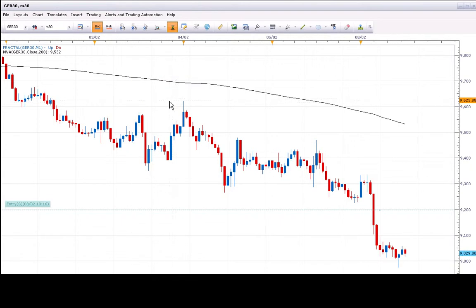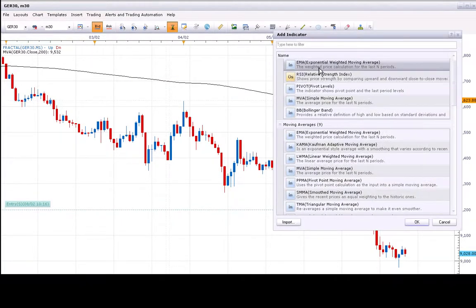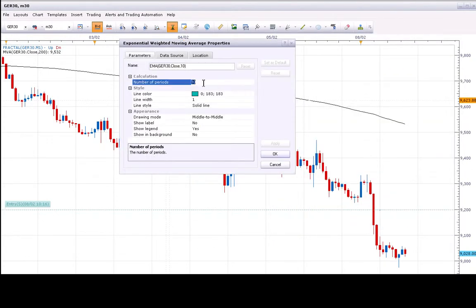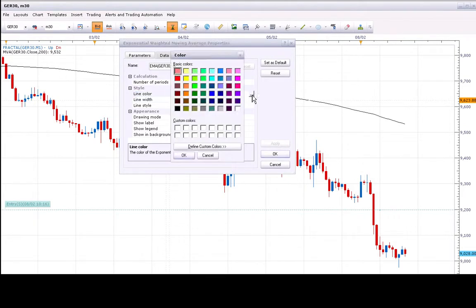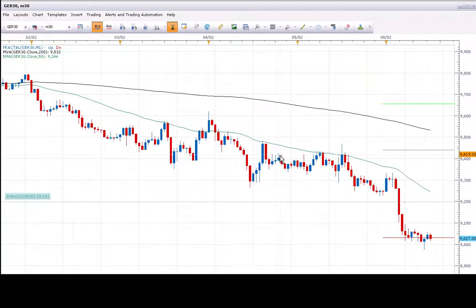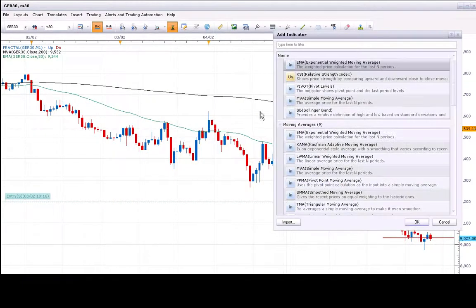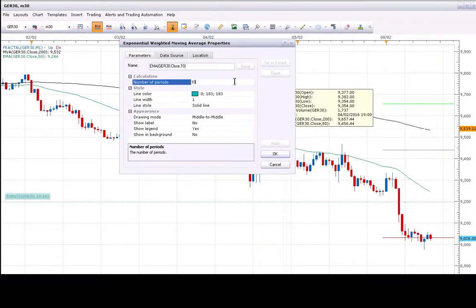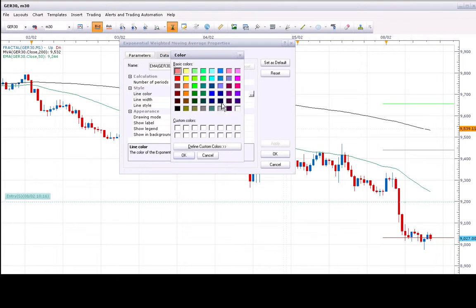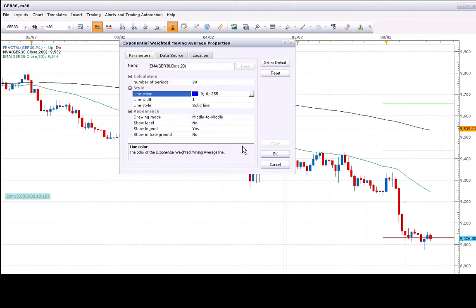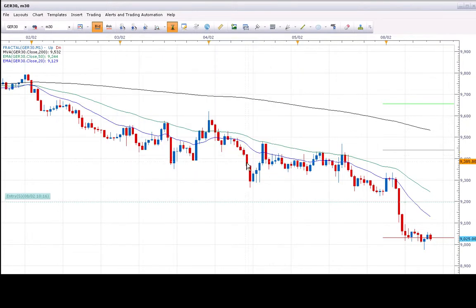Okay, I'm going to apply exponential moving averages this time and not simple moving averages. Just that's my preference. So let's apply a 50. Let's make that, I don't know, green. And let's apply another exponential moving average, 20. Oh, can't type. 20. And let's make that blue. Okay.